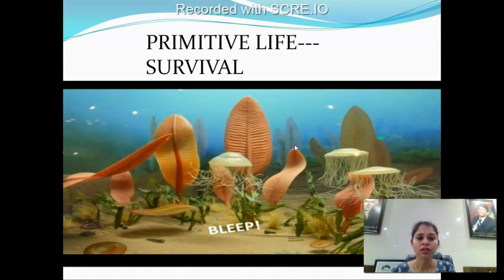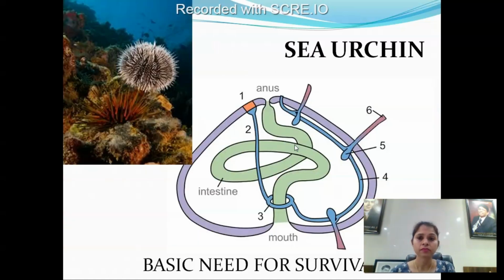So initially their motive was survival, so they had to adapt to whatever they could survive. The material for existence was not so much available, so they had a very simple system for living. If we see the most primitive creature, the sea urchin, you will find that it is a very, very simple creature, having just a mouth and an anus.